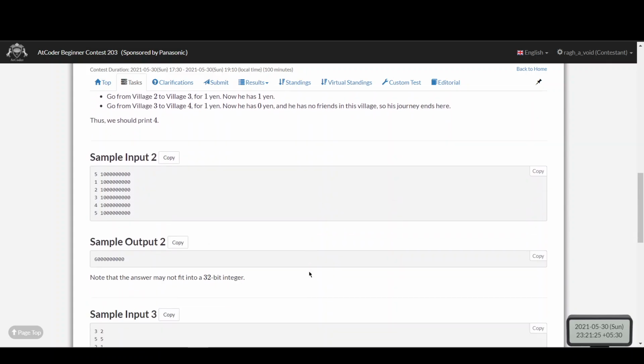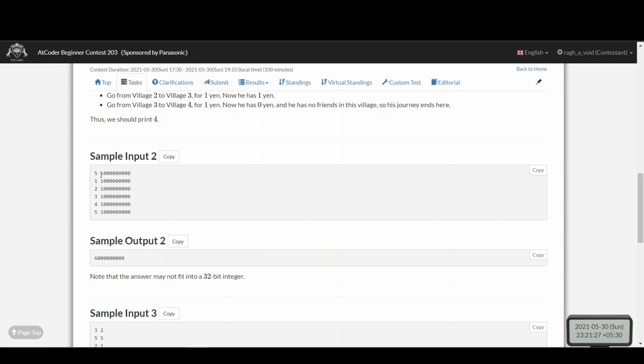Now let's just see the second sample input. What we had here was we initially had a lot of money. Obviously these are way larger than the village numbers. The village numbers are just 1, 2, 3, 4 and 5.